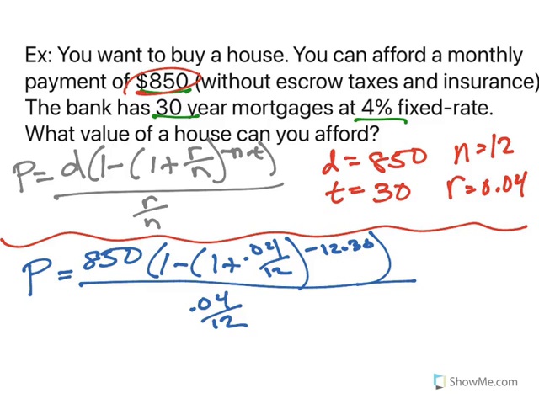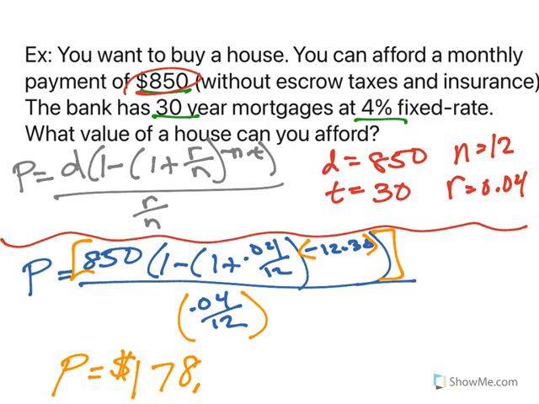Now, you can plug this into your calculator exactly like you see it. If you do that, make sure you put parentheses around your exponent and parentheses around your denominator. You're going to end up with $178,042.05. I just think it's important to see that you can use the formula in two different ways. In this case, if you're given your payment, you can find the value of the house. So just a little extra.